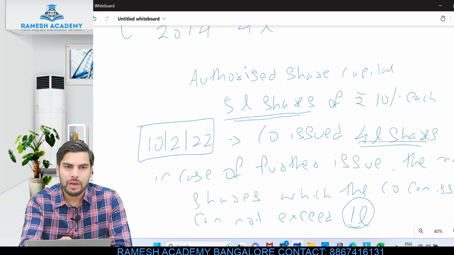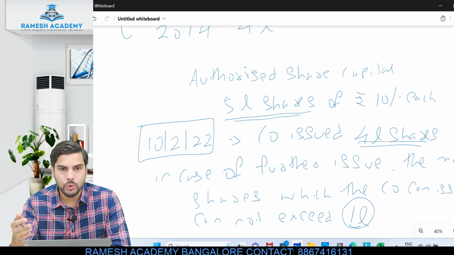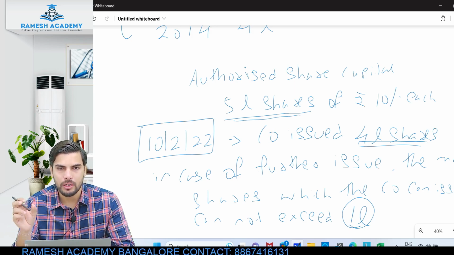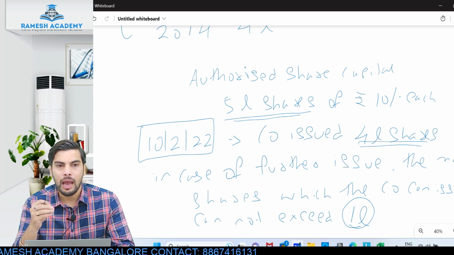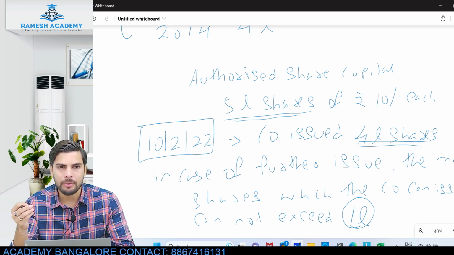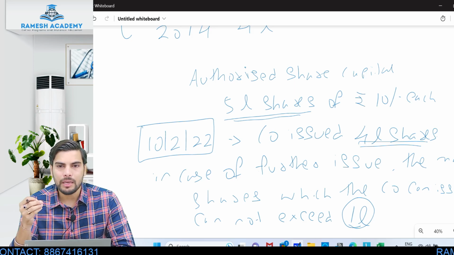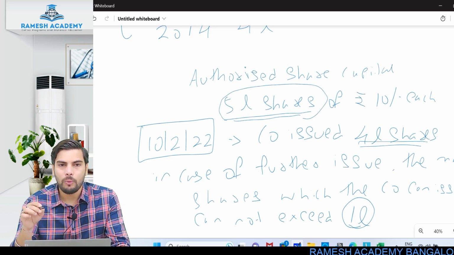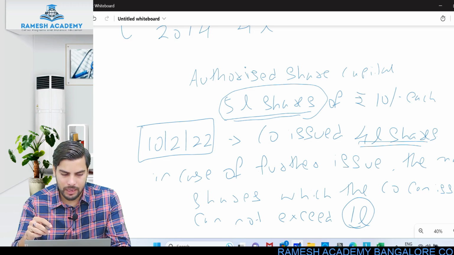Out of this 5 lakh shares, if the company has already issued 4 lakh shares, it can subsequently issue only to the extent of this particular 1 lakh and not more than that. At no point of time should the issued share capital exceed the authorized share capital. Authorized share capital is the maximum number of shares which the company has got authority to issue. So the company cannot issue more than what it is authorized. Here the maximum number of shares which the company can issue is 5 lakh shares.